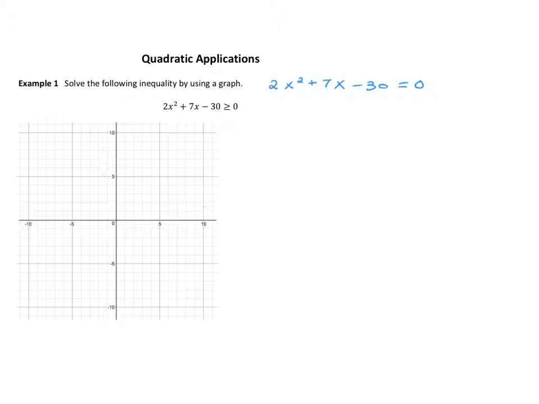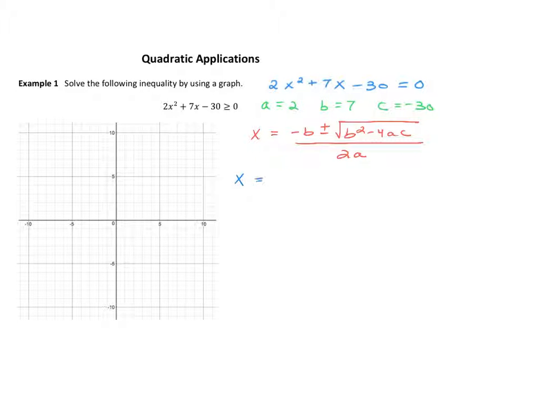Now we could try to guess the factors of this. Since we have a 2x squared instead of just a 1x squared, I think I'm going to use the quadratic formula. That is, a is equal to 2, b is equal to 7, and c is equal to negative 30. And I'm going to take this information and plug it into x is equal to negative b plus or minus the square root of b squared minus 4ac all over 2a. And I'll simplify this to get my answers.